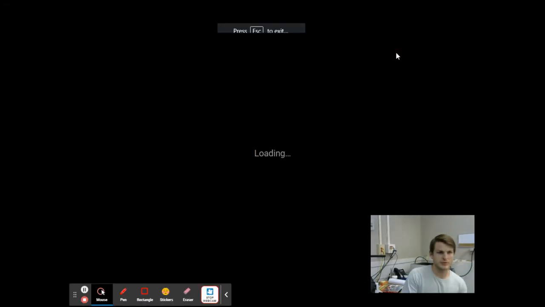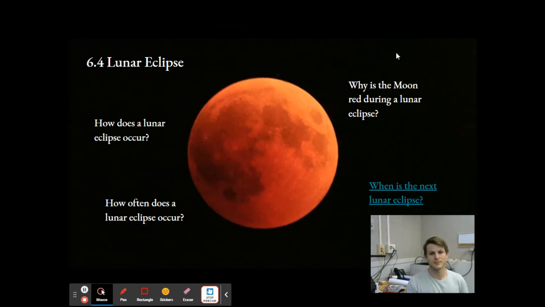So today we're going to be talking about lunar eclipses. We've been talking about phases of the moon. Now we're going to talk about a lunar eclipse, which is essentially when the moon is on the opposite side of the Earth from the sun, and it's in the shadow of the Earth to the point where it is not being hit by direct sunlight.